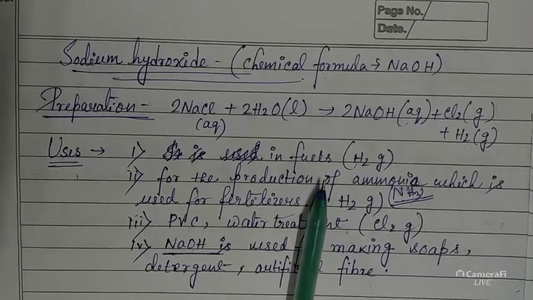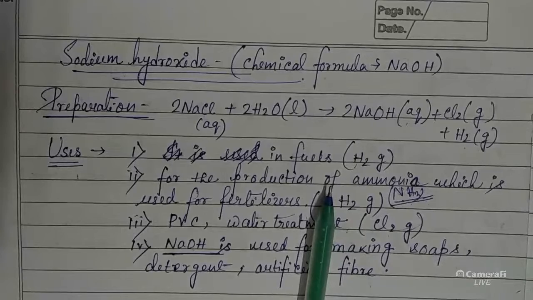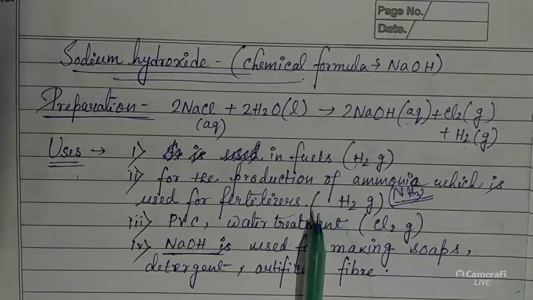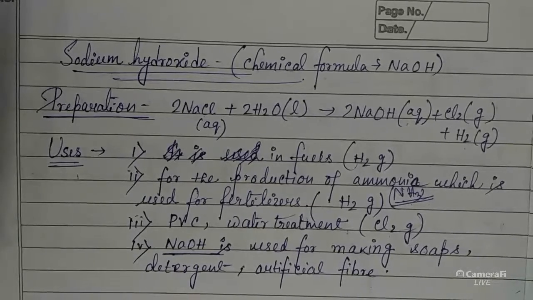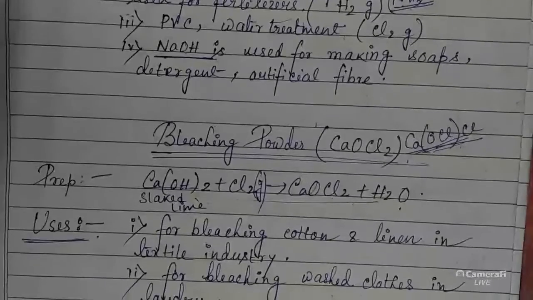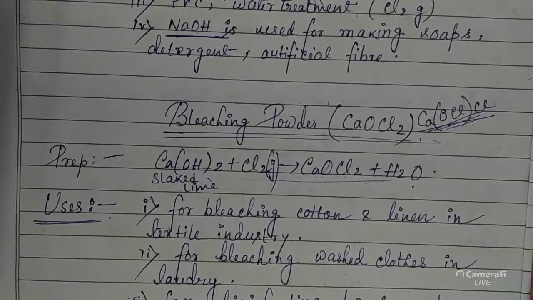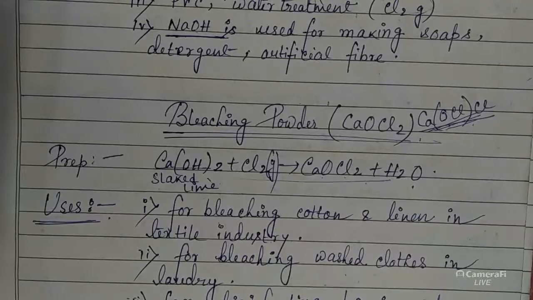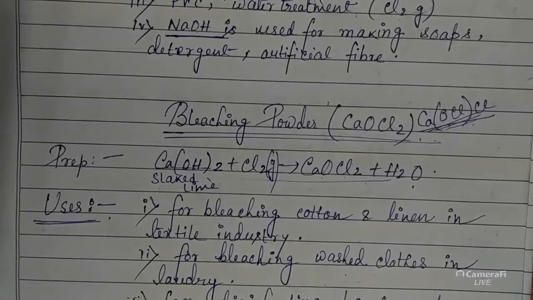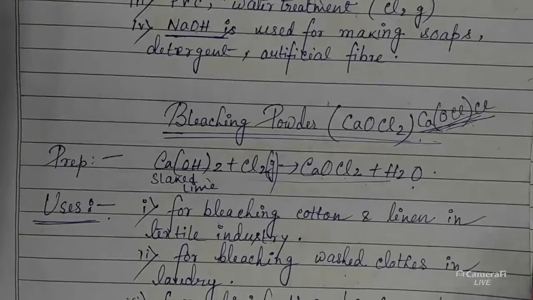For hydrogen gas, it is a product which can be used to produce ammonia, which is used for fertilizers, and we can also use hydrogen gas as fuel. So these are the uses of sodium hydroxide. And also the bleaching powder, we have already learned about how to prepare it, what its uses are, and what the chemical formula of bleaching powder is. Okay, understood. Now we are coming to the next.